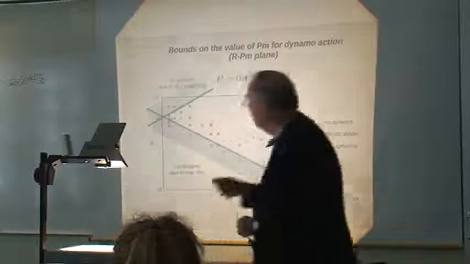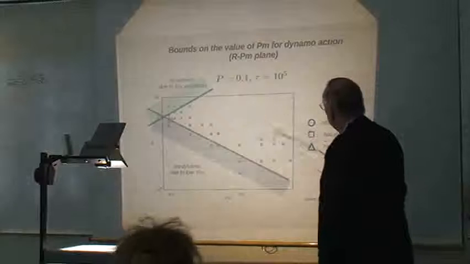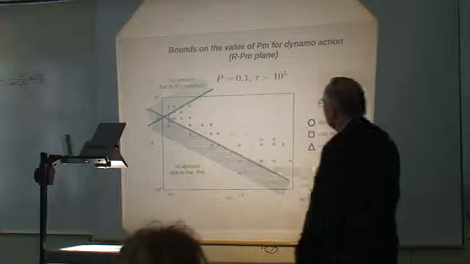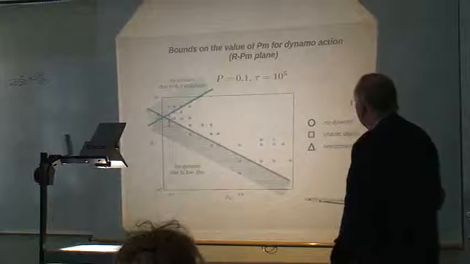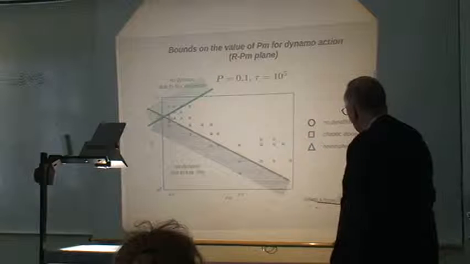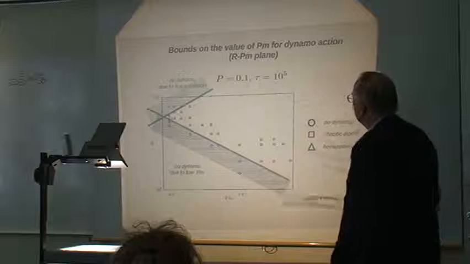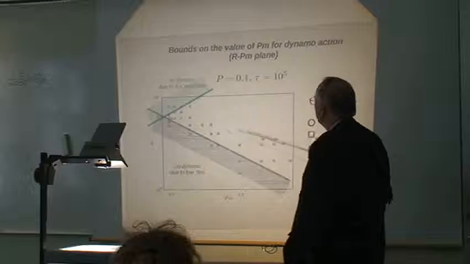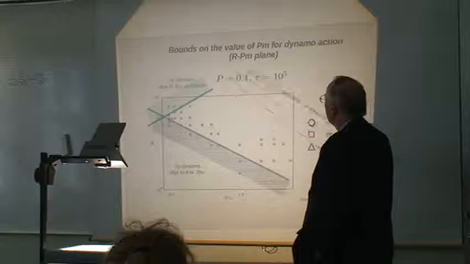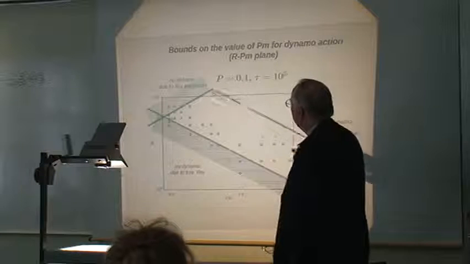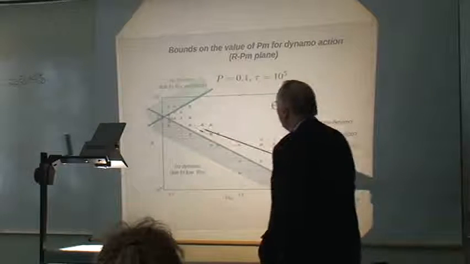Yeah, if one looks now at the solutions where we can get dynamos, this is done in conjunction with Radostin Simitev. His thesis he worked out not only for Prandtl number equals 0.1 but also for other Prandtl numbers where you get dynamos, and a typical diagram is of this form.